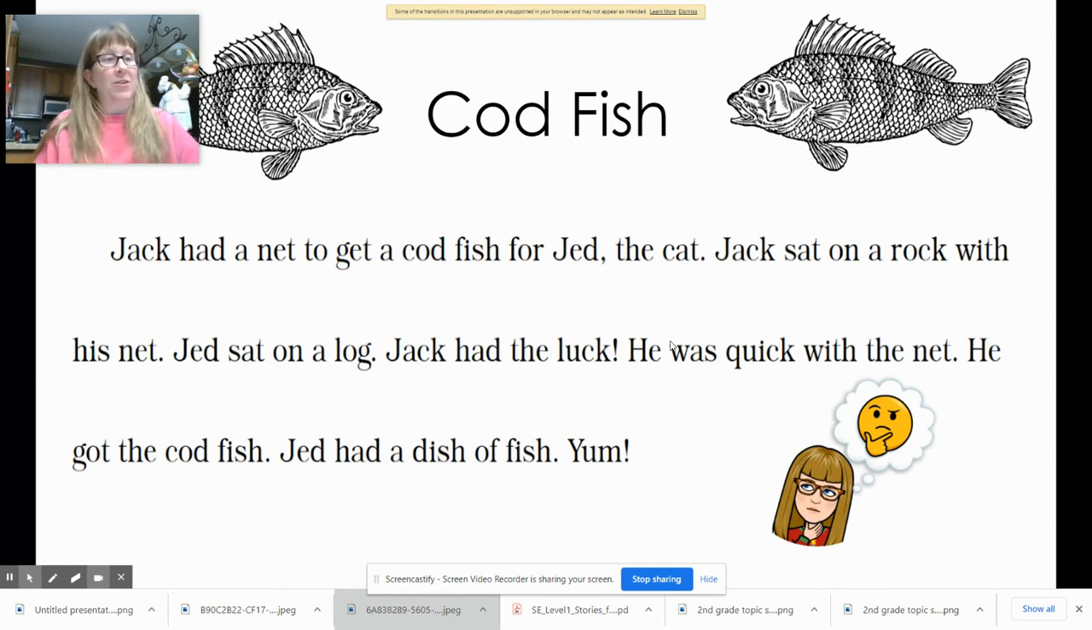Now we're going to look at our story, Codfish. We did this last week, right? We scooped it, we read it, we did different things, we talked about the characters, the setting. So today I want everybody to take time and read this story. I want you to give your teacher a thumbs up when you're done so she can start this back up. So right now, everybody is reading every word of this story and then giving your teacher a thumbs up.